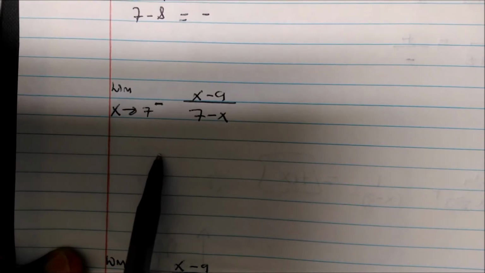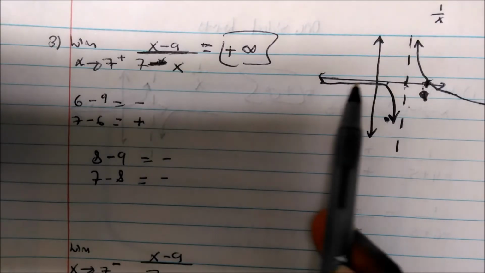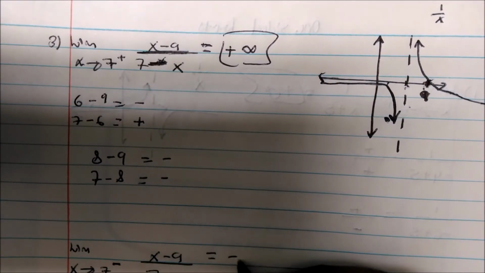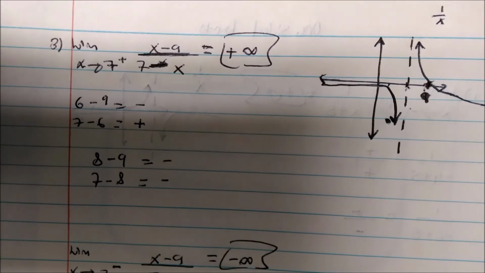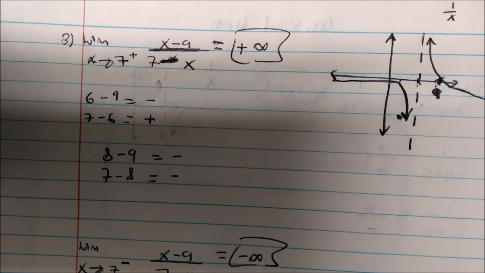This is actually the same question, but from a different side. So x approaches 7 from the left. Looking at the graph again, coming from the left, the answer is now negative infinity. All right. As x approaches 7 from the left, it goes to negative infinity.